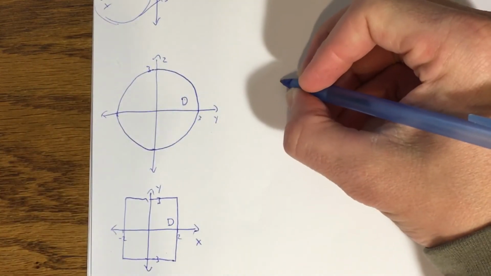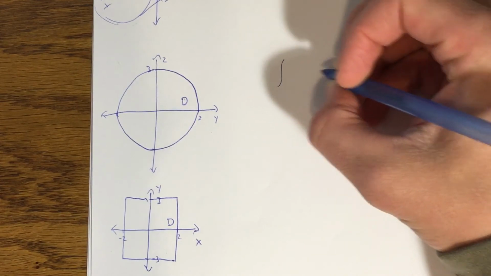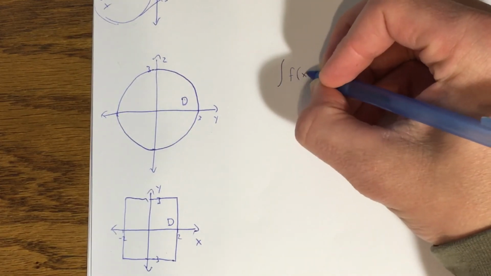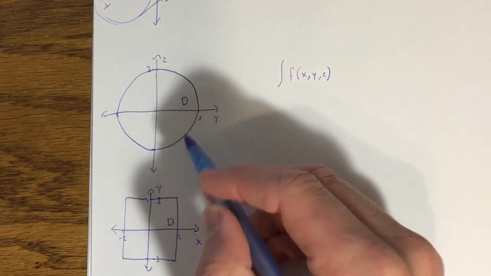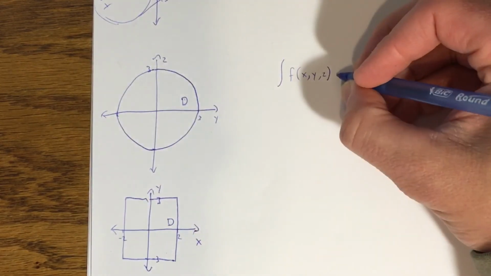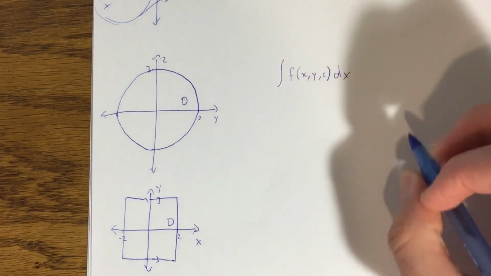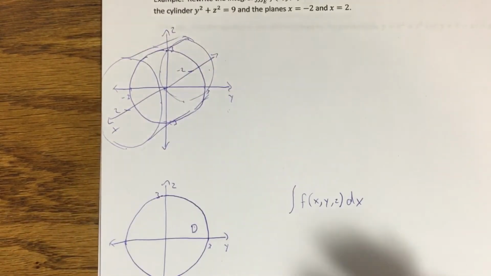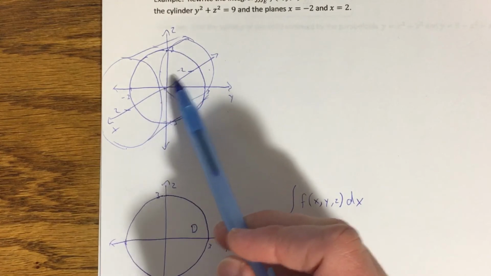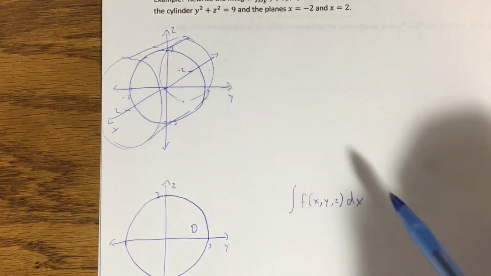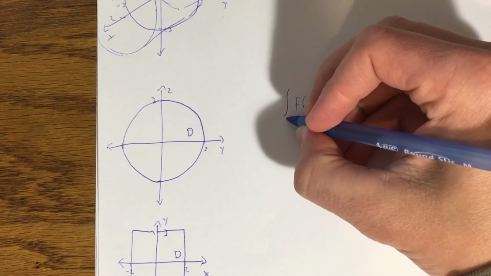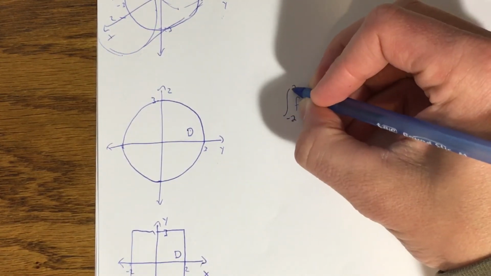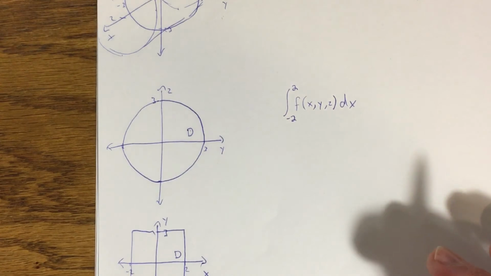Starting with the inner integral, f of x, y, z. Like I said, for this first case, we're going to have a dx on the inside. Now looking at the solid, x only varies on the interval from -2 to +2. So that's what I use here, -2 to +2.